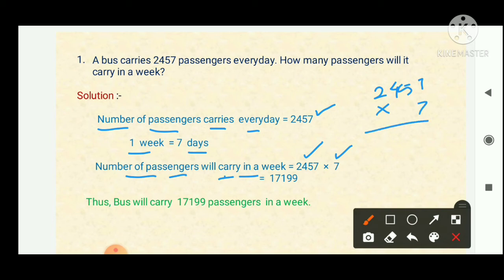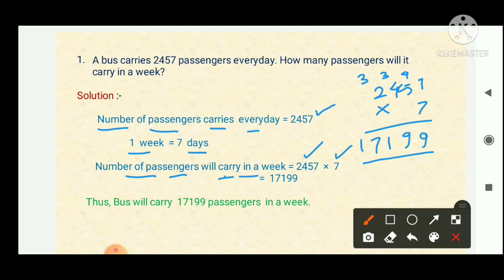2457 by 7. 7 sevens are 49, 9 carry over 4. 7 fives are 35, 35 plus 4 is 39, 9 carry over 3. 7 fours are 28, 28 plus 3 is 31, 1 carry over 3. 7 twos are 14, 14 plus 3 is 17. So we get the product 17,199. That is our answer.